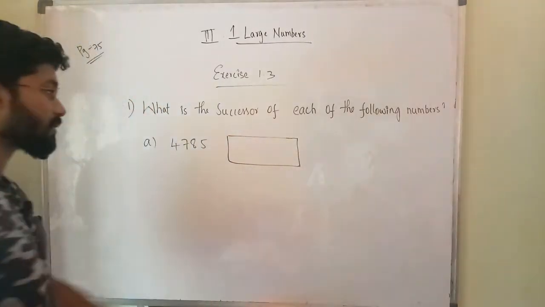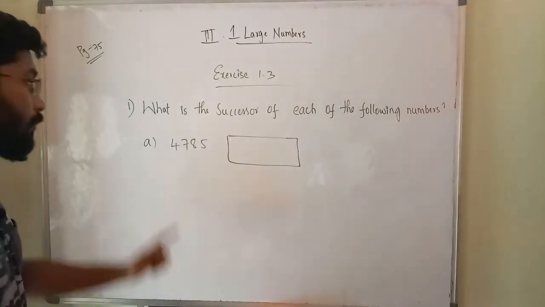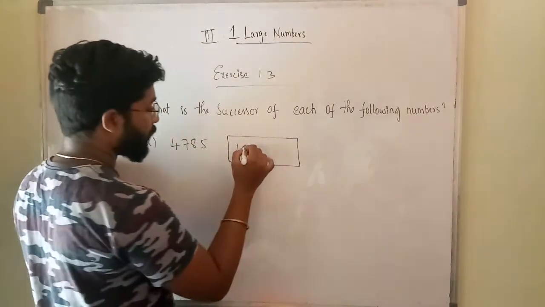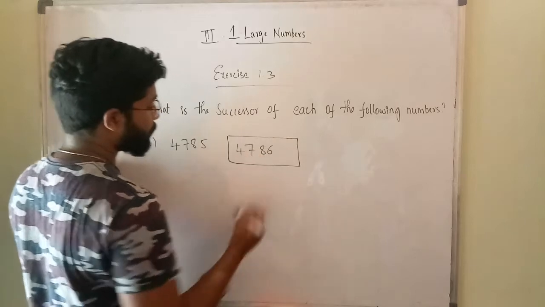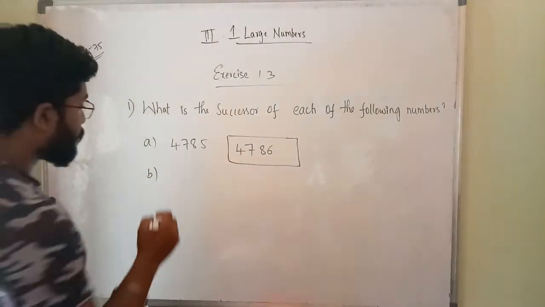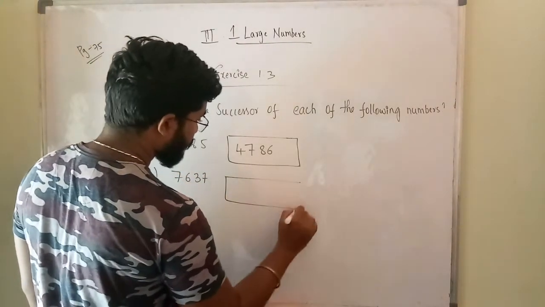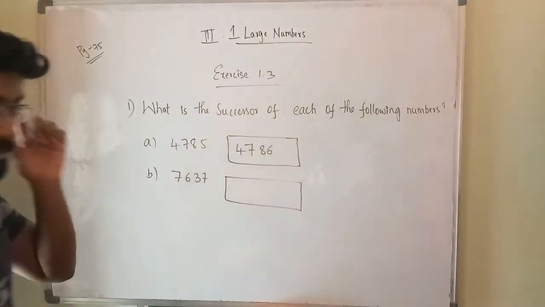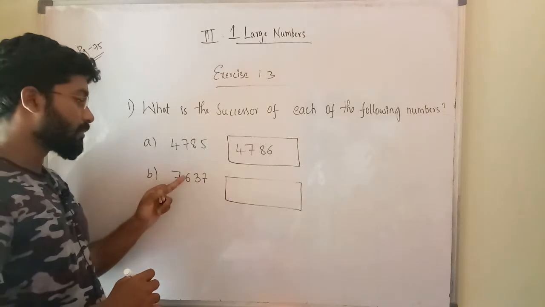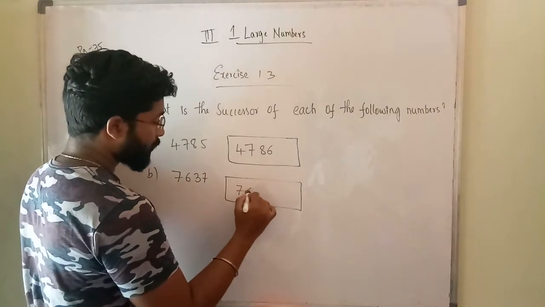Successor means after number. After number means you have to add plus 1. If you add plus 1 to this 4785, you will get 4786. This is the number. Next B. 7637. Clear? If you add plus 1 to that, you will get which number? 7638. So this is the successor of this number.